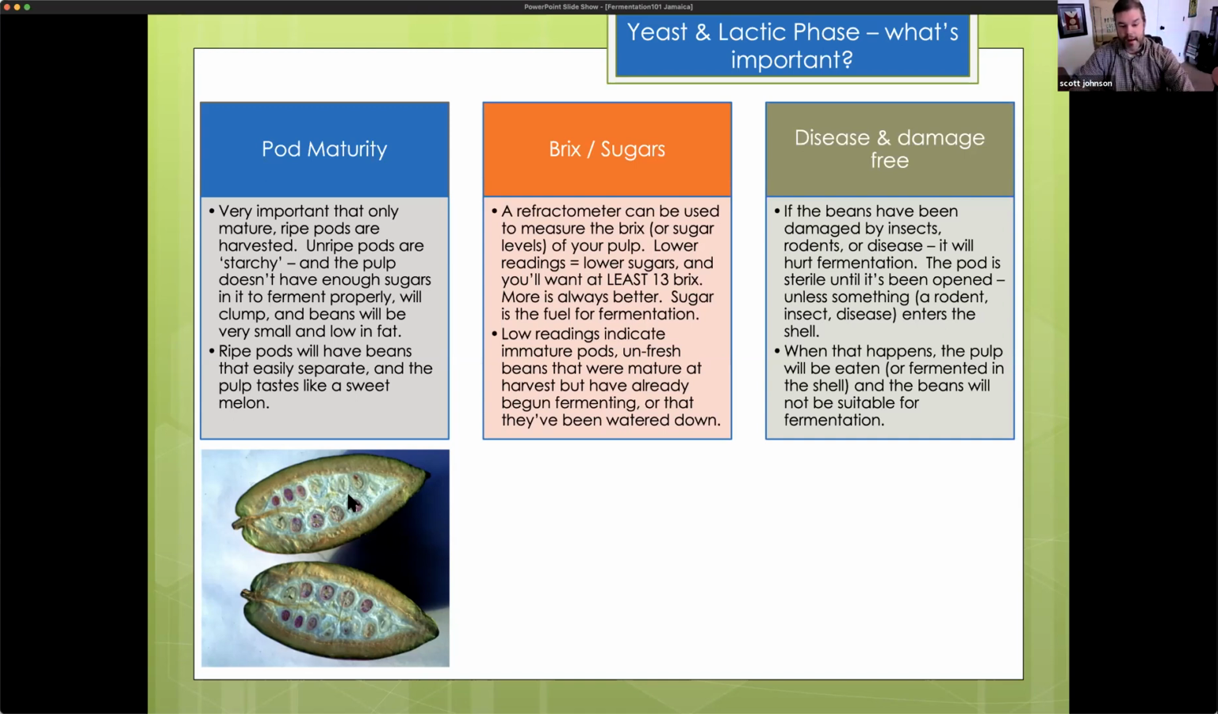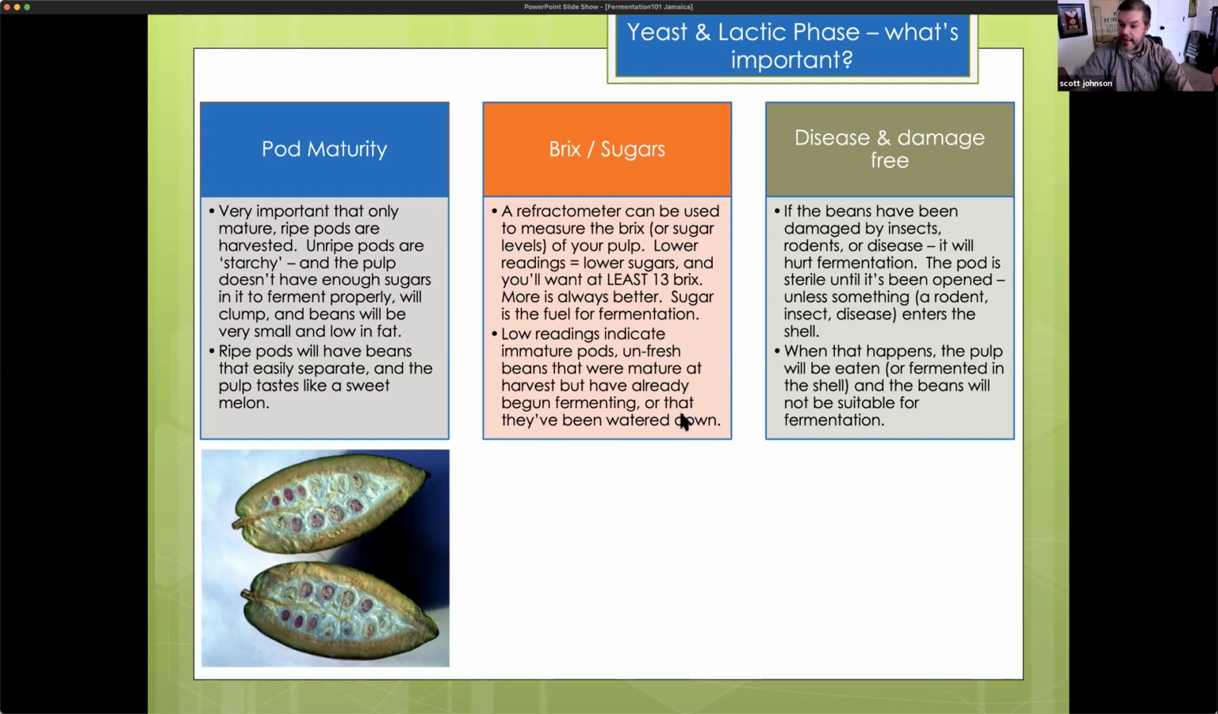If you open up that pod early and it looks something like this, where it's really densely packed and all this white stuff in here is starch that will eventually turn into sugar that becomes that slippery pulp around your beans. But early on, the tree has not yet turned this starch into sugar. And if we try to ferment this, it's just not going to ferment because your yeast needs the sugar in order to ferment.